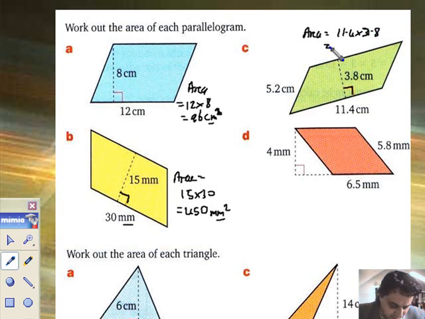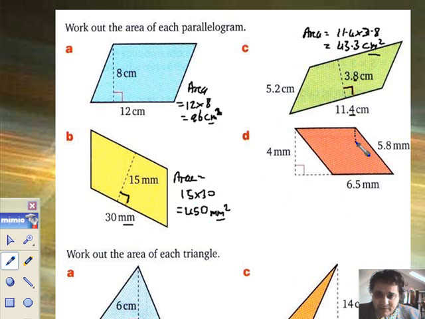So 11.4 times 3.8 gives us 43 point something. I just want to call it 0.3 going to 1 decimal place, because there's only 1 dp in the question there and there. So there you go. Last one.